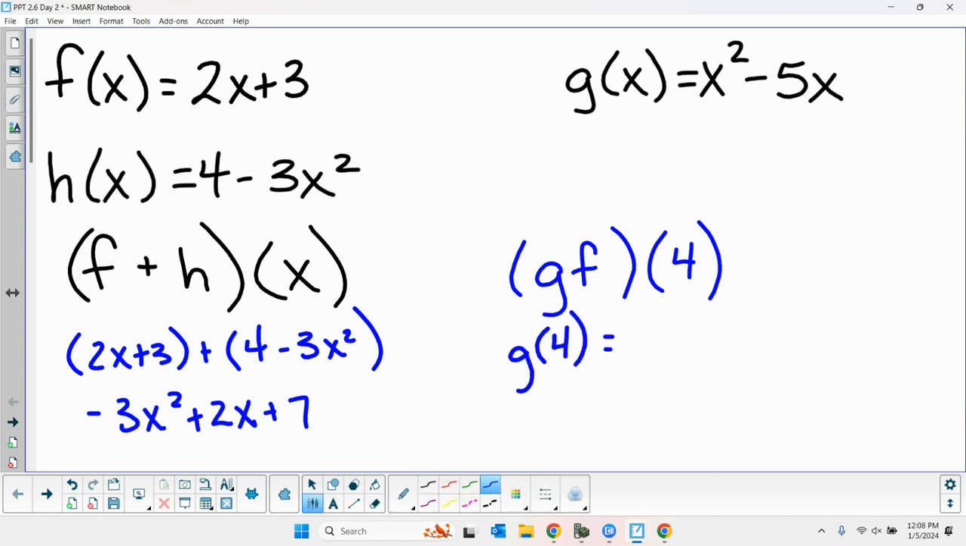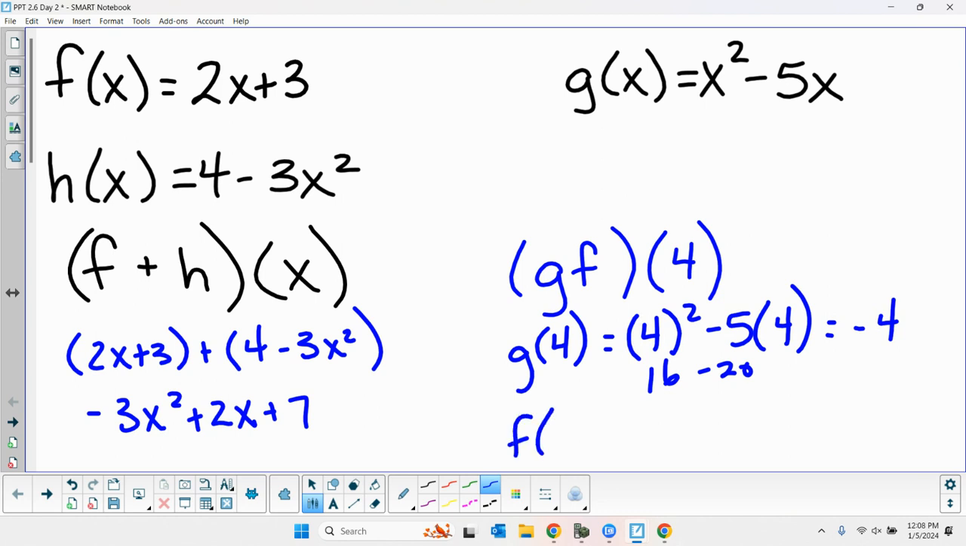All right, the way I would do these, like I told you yesterday, you can do it either way. You can multiply G and F together by foiling and then plug the 4 in. But I think it's easier when it's multiplication or division to put the number in first and then do the multiplication or division. Okay, but it's your choice. So G would be 4 squared minus 5 times 4. What's 16 minus 20? Negative 4. So that's G of 4.